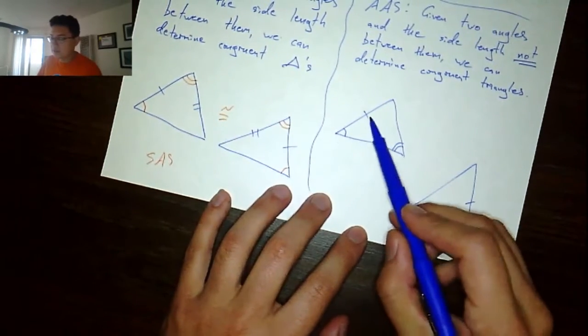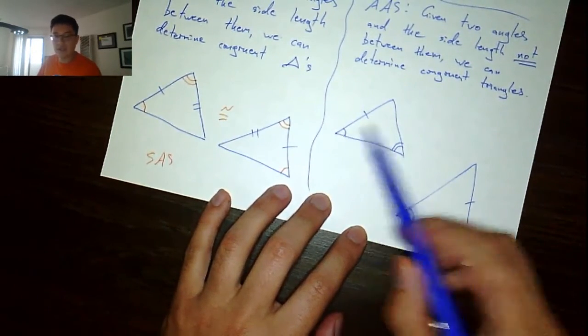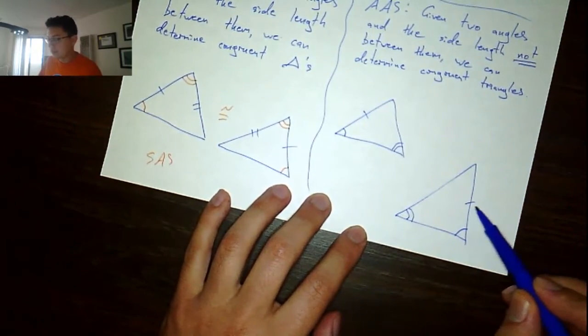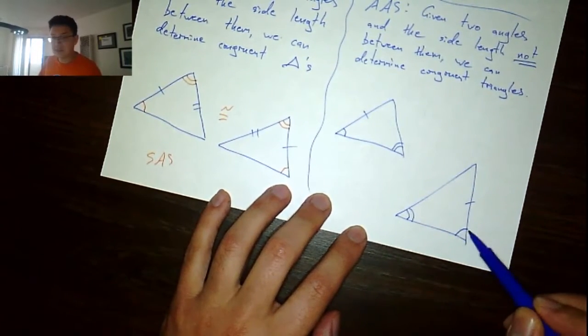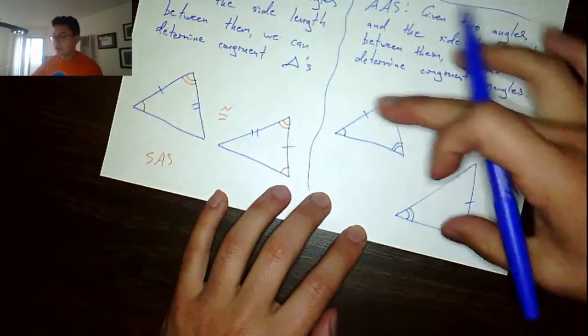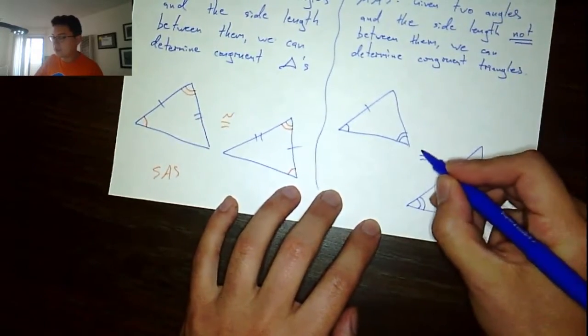So here you'll notice the single marked side length is marked with the single marked angle. Here the single marked side length is marked with the single marked angle. Okay, so these two triangles are going to be congruent.